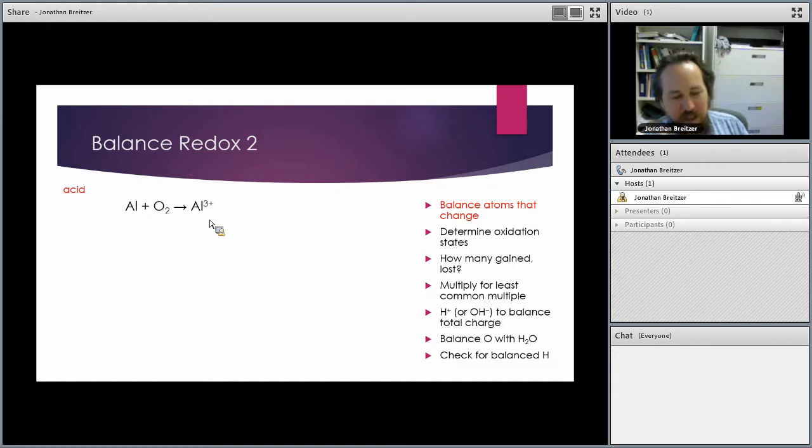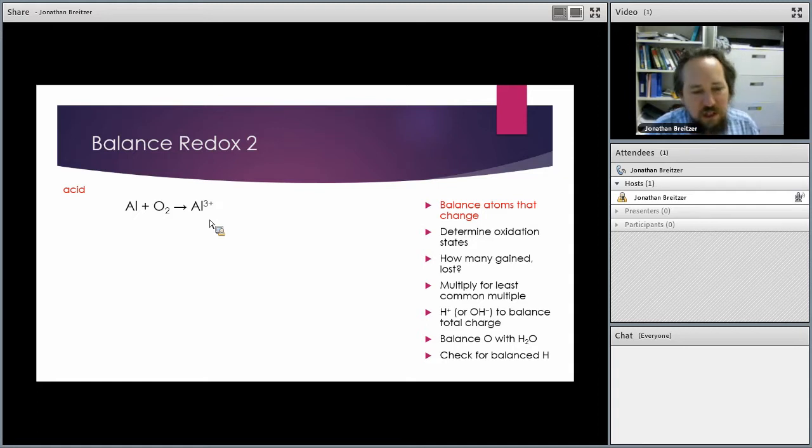And this battery works by the following reaction in acid. Aluminum plus oxygen from the air to give you aluminum ions. So the aluminum on the left side is in the form of the aluminum foil, and on the right side is in the form of the ions. We're going to balance first the atoms that change. Now, this one's a little bit tricky because oxygen this time is one of the atoms that does change. Normally we've been balancing atoms other than hydrogen and oxygen. This time oxygen actually is doing something.